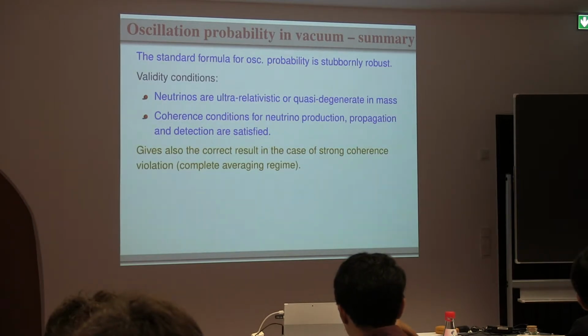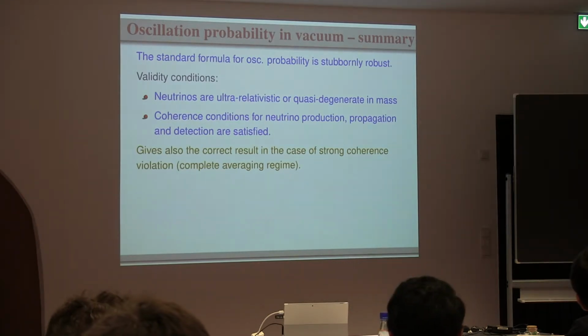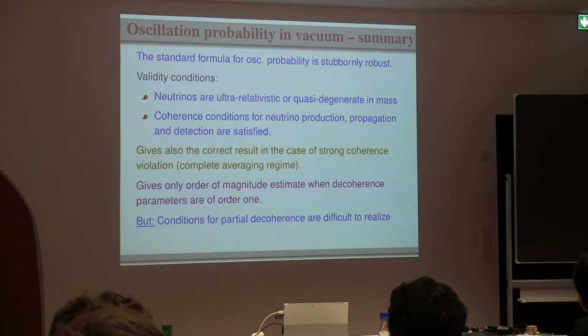If you take all the oscillating factors and average them, you would get the result which you would obtain in the absence of coherence, when coherence is violated. So the standard formula can actually also describe complete decoherence. We just average over all oscillations. The only case when it doesn't work is when decoherence is of order one. In this case, we cannot use the standard formula to get a very accurate result, but still it gives the correct answer by order of magnitude, even in this case. Okay, but the point is that partial decoherence, where the decoherence parameter is of order one, is very difficult to realize. It's a very special situation.